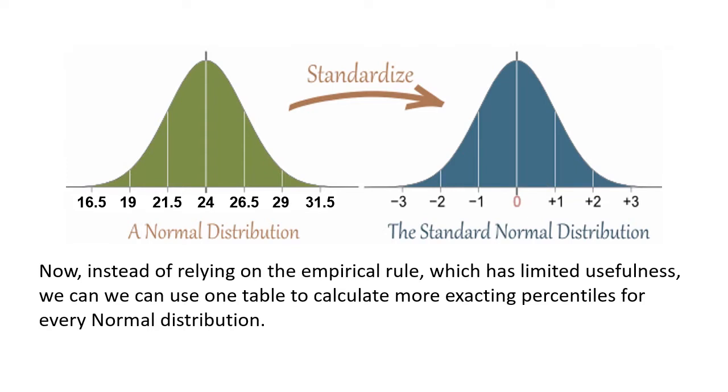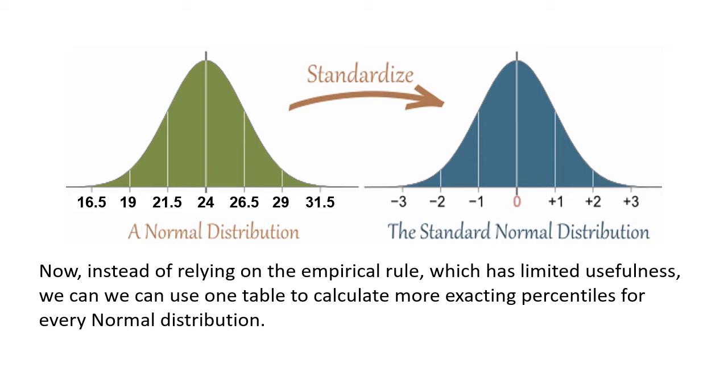All right, so this is a visual of what we're doing. So we have some sort of normal distribution and we standardize it, and instead of looking at how many standard deviations, here the standard deviation seems to be about 2.5. So rather than looking at how many 2.5s we are above or below, instead we just convert it to a z-score, which tells us how many standard deviations above and below we are.